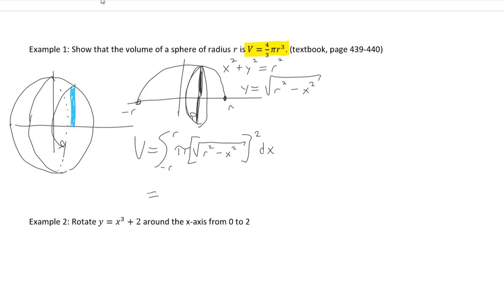This works really nicely because that's an ugly square root, but it's being squared. So if I pull out pi, I get the integral from negative r to r of r squared minus x squared dx. And then I can integrate that. That will give me pi times r squared, which is a constant, so that's r squared x, minus x squared is not a constant, that's a variable, so that's 1/3 x cubed from negative r to r.